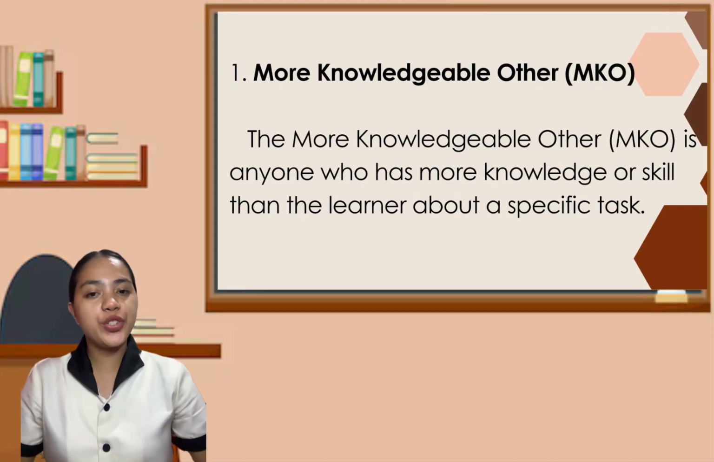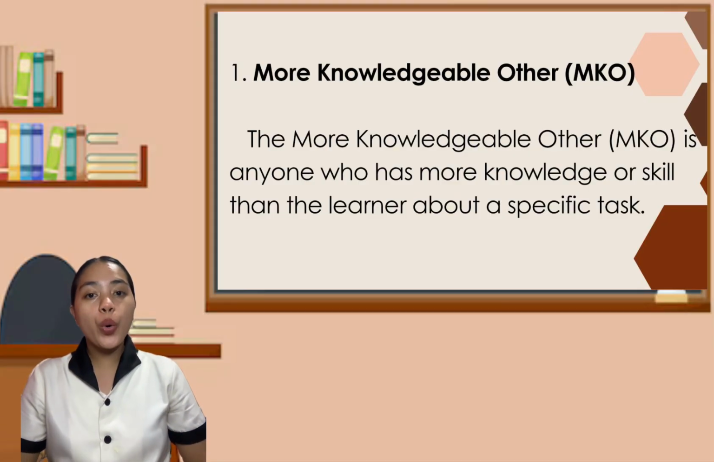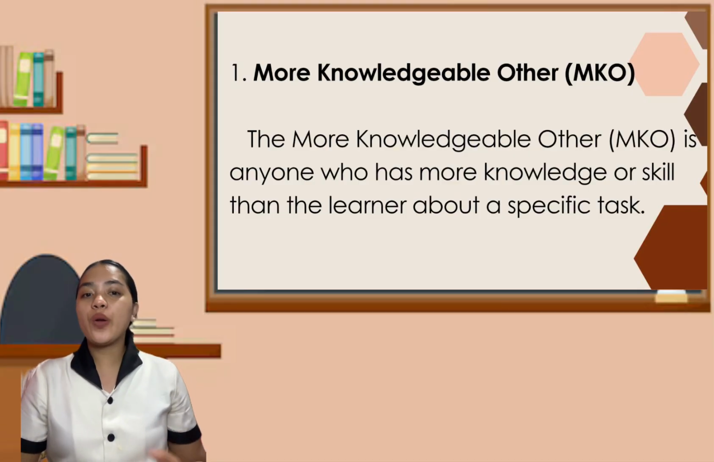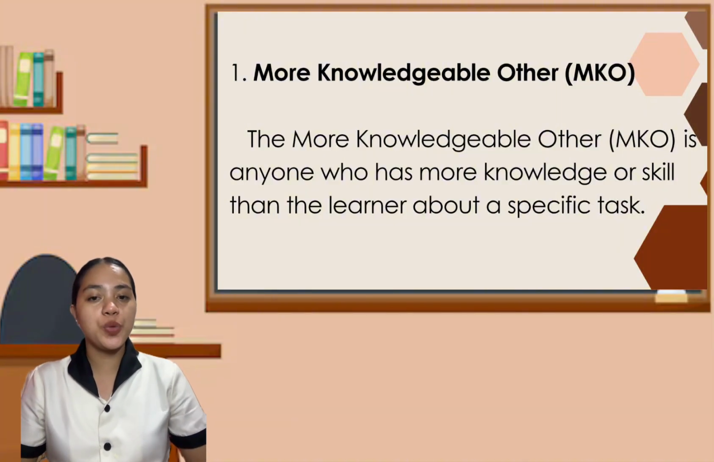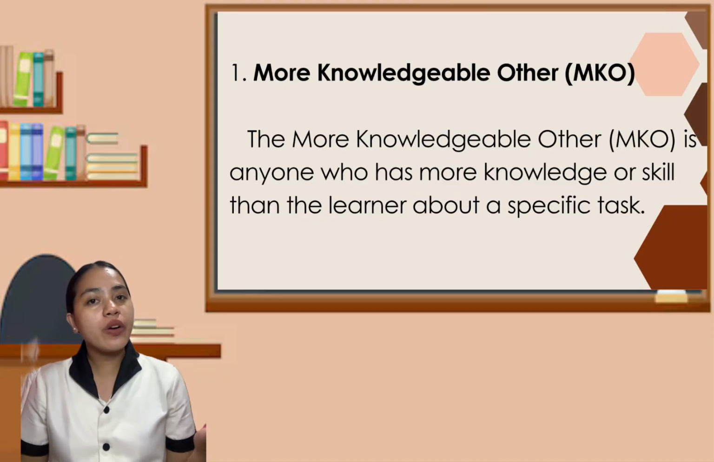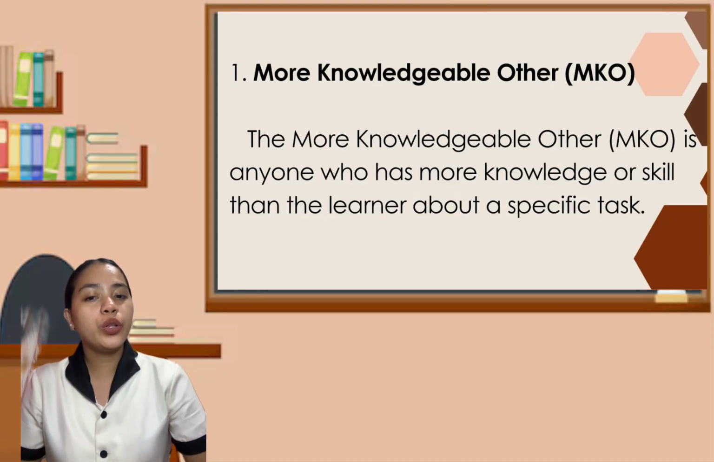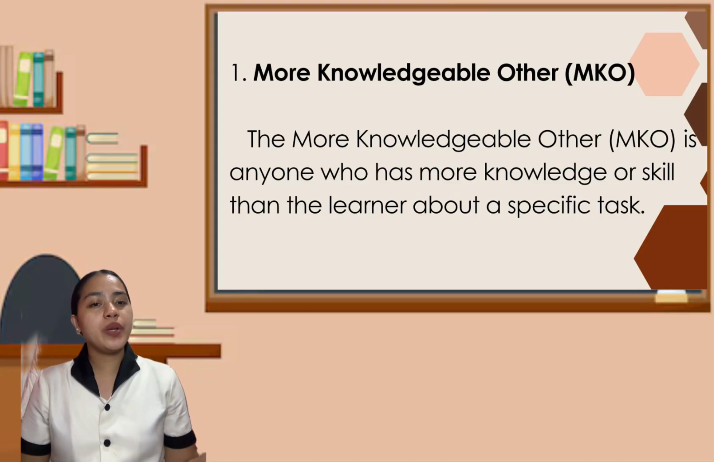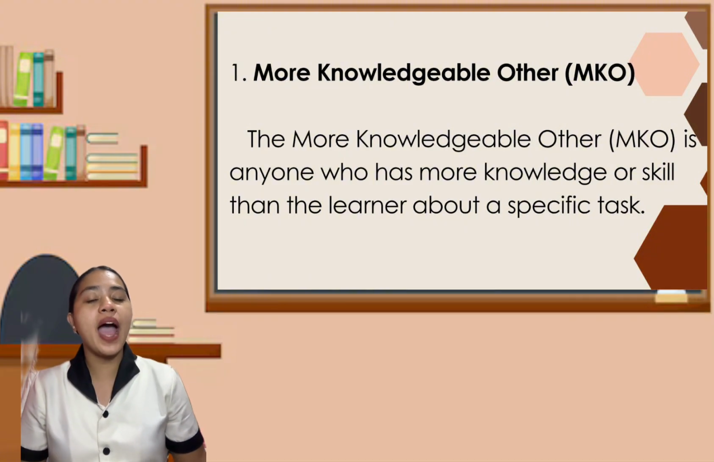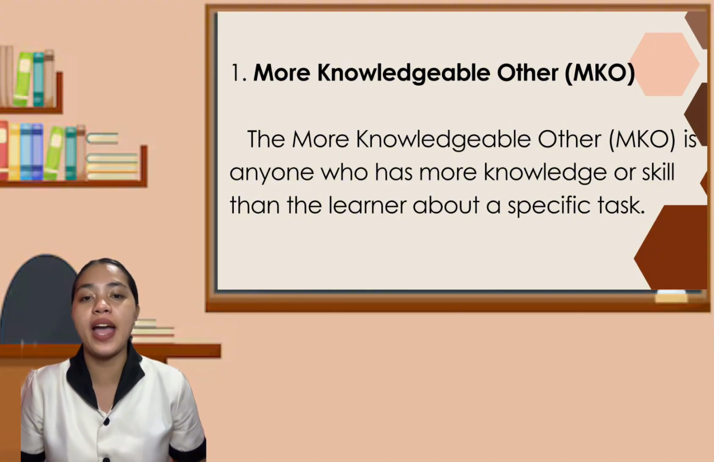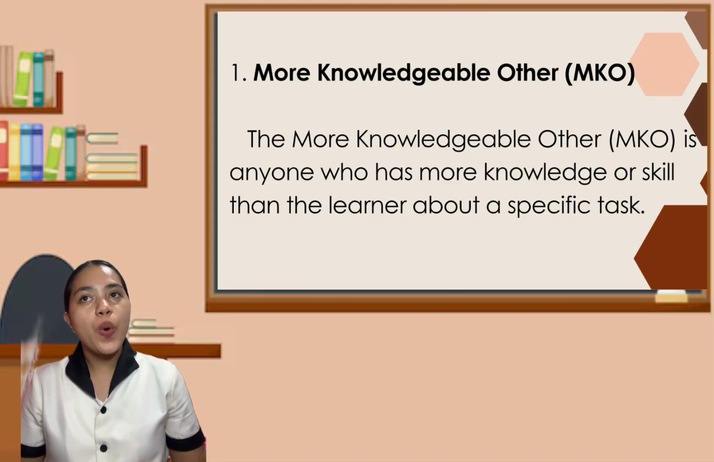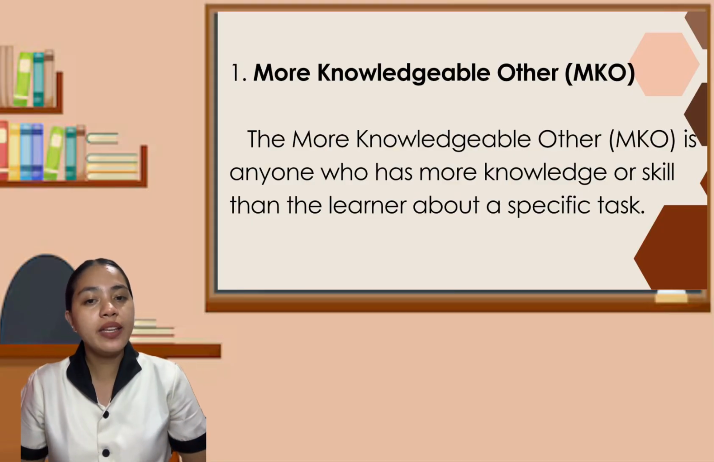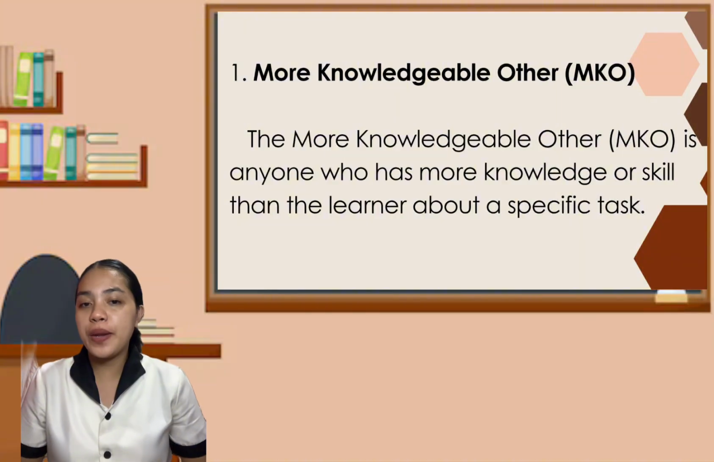Now let's proceed to the more knowledgeable other or MKO. It is anyone who has more knowledge or skill than the learner about a specific task. So this could be your teacher, parent, peer, or older siblings. This means that they have more knowledge than us. They support learning through explanations, questioning, modeling, and they also give feedback.